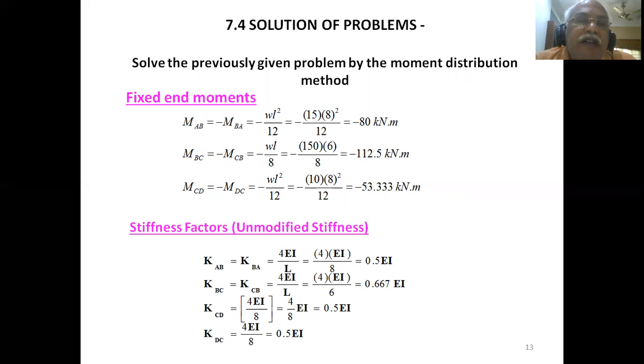Next, let us calculate the stiffness factor. As already we have defined, the stiffness factor is nothing but 4EI by L for various members. Since A is fixed, the stiffness will be equal to 4EI by L, and the stiffness of the second member will be 0.667 EI, then 0.5, and again 0.5.